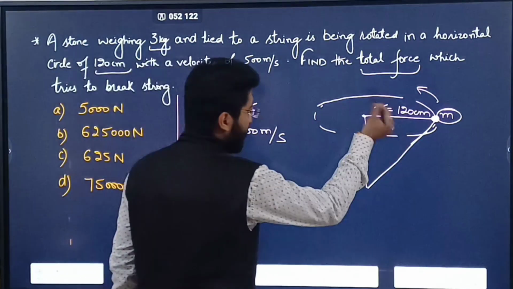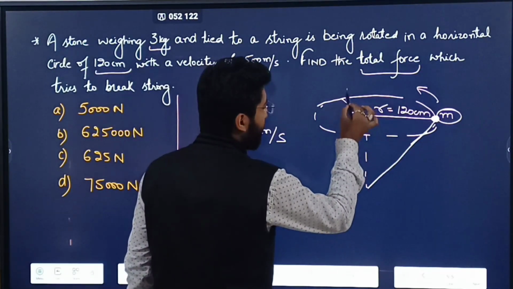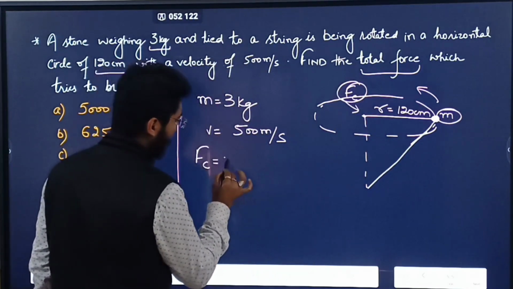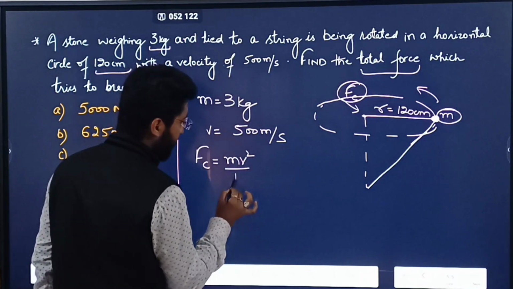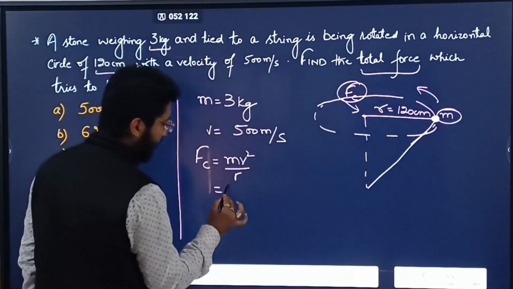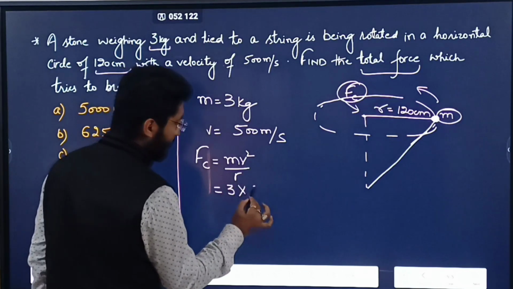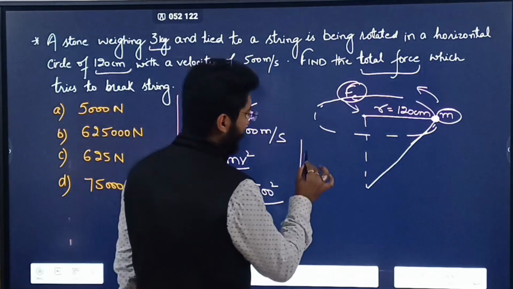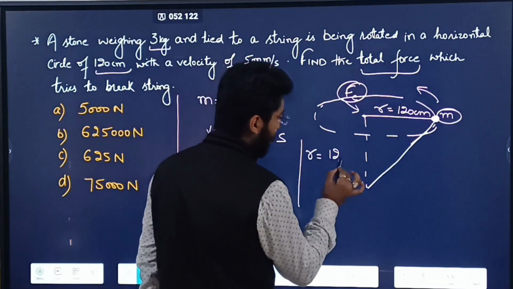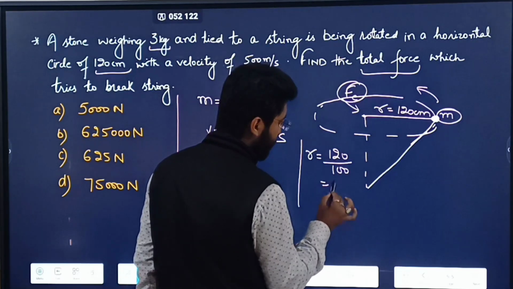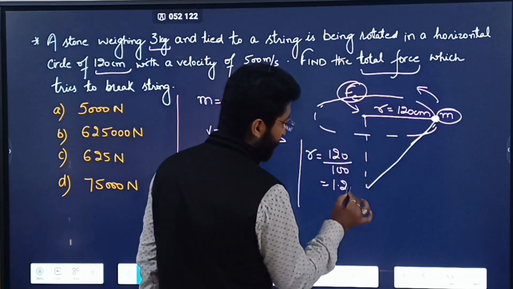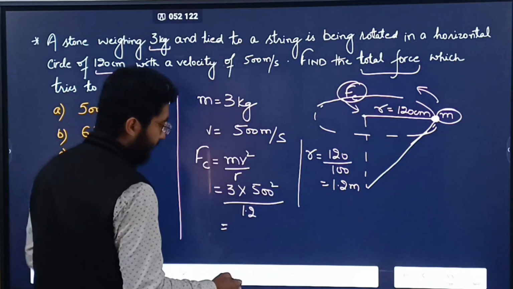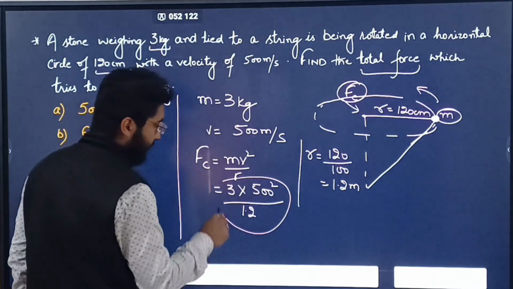As you know, when it rotates, the force is the centripetal force. Now the formula of the centripetal force is mv square by r. By substituting this value, 3 into v square by r. R is 120 centimeter. We need to convert it into standard units. 120 divided by 100, which means 1.2 meter. 1.2. On calculating this, we will get this value.